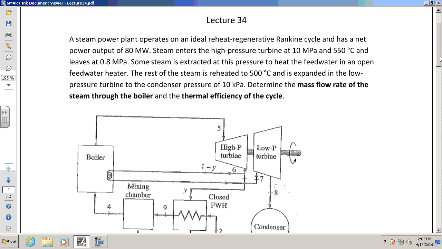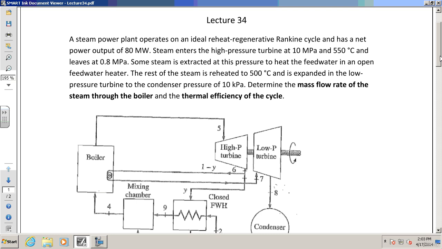All right. So we've got a steam power plant that operates on an ideal reheat regen Rankine cycle. It has a net power output of 80 megawatts. That's pretty good, that's going to power a nice area, a city. Steam enters the high pressure turbine at 10 megapascals, 550 degrees Celsius, and leaves at 0.8 megapascals.